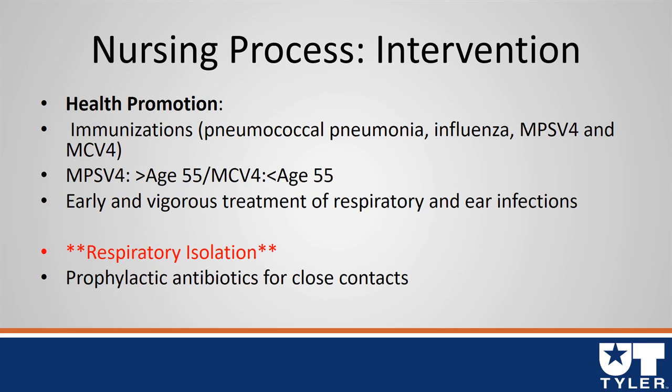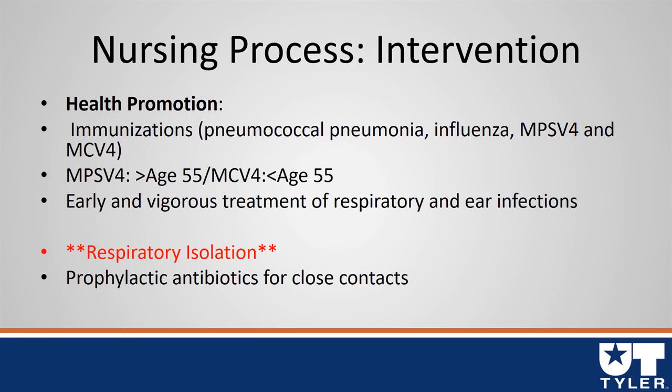Now let's look at some interventions. Prevention is really important. We want to prevent the development of bacterial meningitis. This includes promoting immunizations for pneumococcal pneumonia, influenza, and 2 meningococcal vaccines to prevent bacterial meningitis. The 2 meningococcal vaccines are MPSV4 for age 55 and over, and MCV4 for age 55 and below. We want to educate the community to seek early and vigorous treatment of respiratory and ear infections.